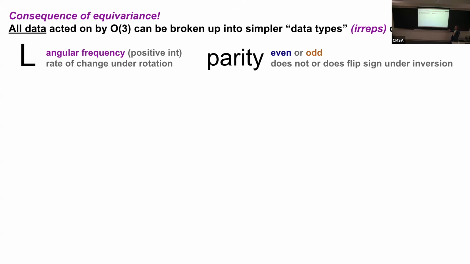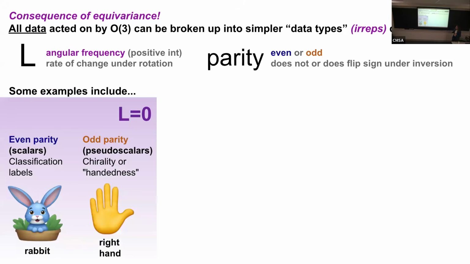And then, and this comes from having inversion, so the combination of rotations and inversions would be mirrors, is whether or not your data flips sign when I go from a right-handed to a left-handed coordinate system. Let's go with some concrete examples.